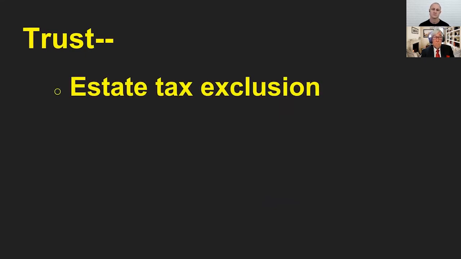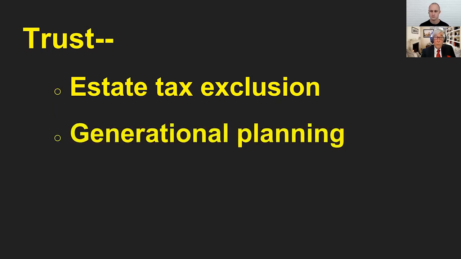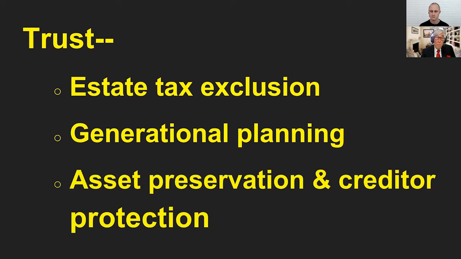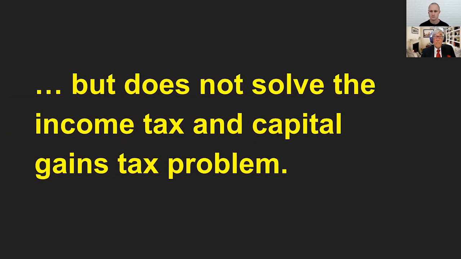Trust planning. So people say, well, I have a trust, and I think my trust does most of the things you're talking about. Well, it does some things, but it certainly doesn't do everything. A trust provides estate tax exclusion. It can provide generational planning. It can provide some asset preservation and creditor protection. But it does nothing for income tax and capital gains tax. So that's why you have a trust in combination with a PPLI policy.